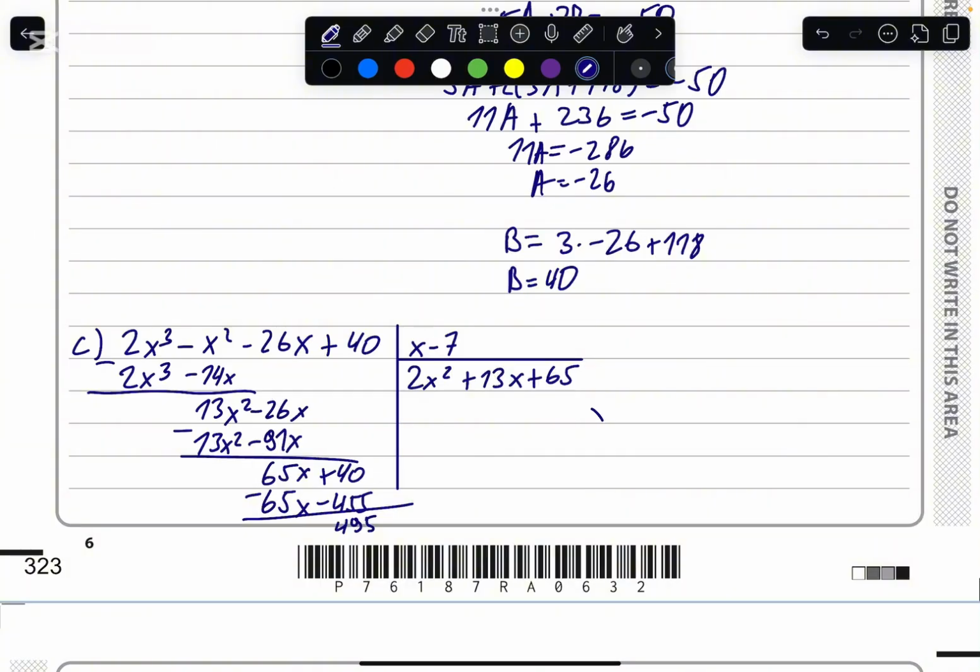So the full equation is this. This is the quotient. This is the remainder. But since they're asking for the quotient, we only state this.